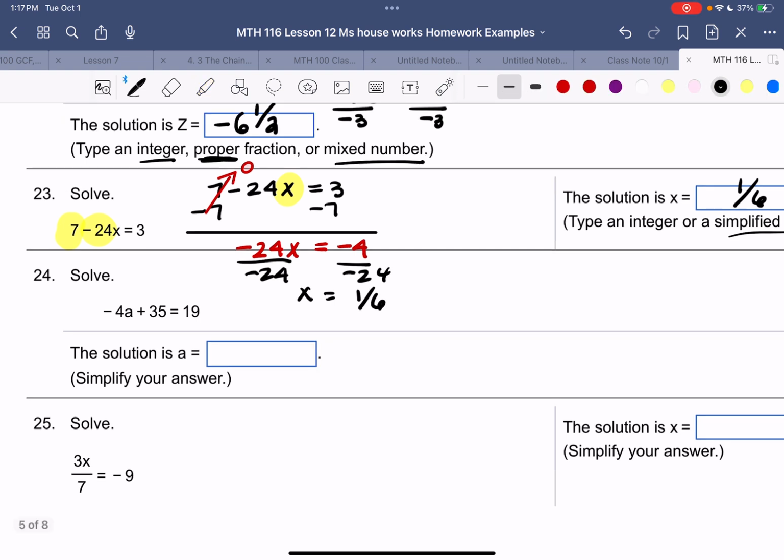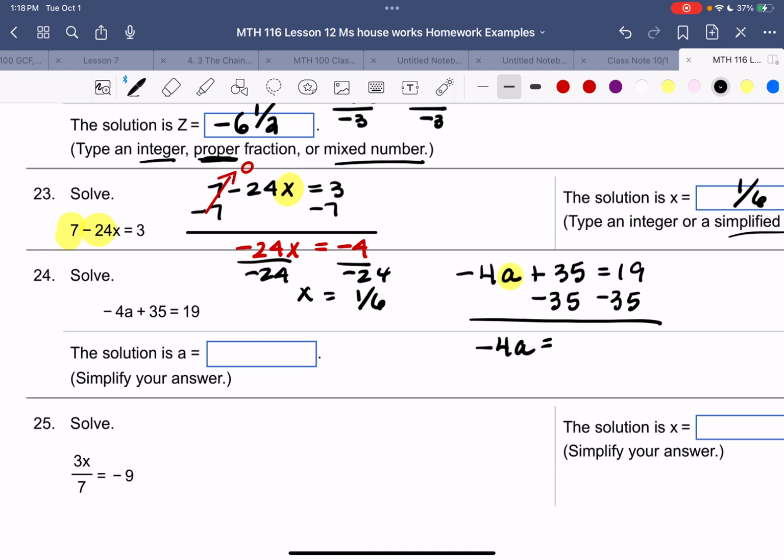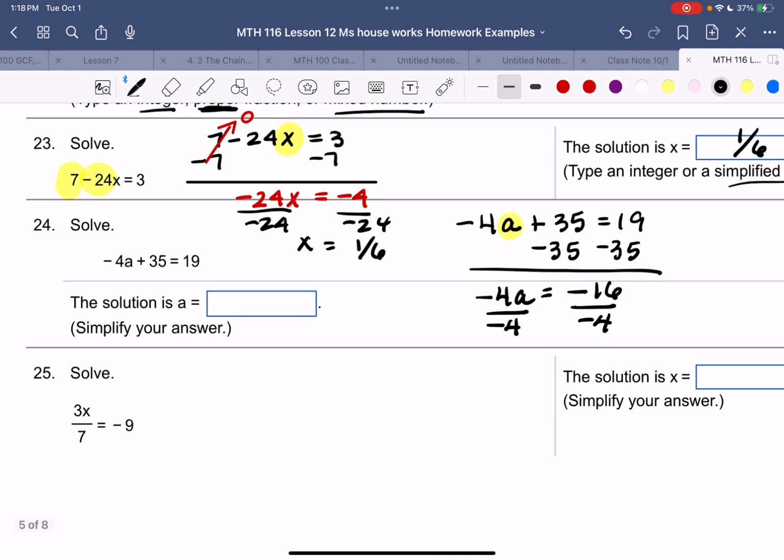Example 24. Negative 4a plus 35 equals 19. I'm focusing on getting that a by itself. I subtract 35 first. I get a negative 4a is 19 minus 35. That's negative 16. Since that's being multiplied, I have to divide by negative 4. A is equal to 4.